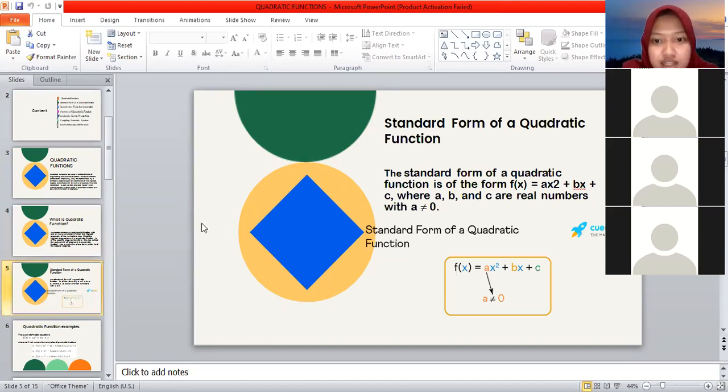Okay, I will repeat. So, standard form of a quadratic function. The standard form of a quadratic function is of the form f(x) equals ax squared plus bx plus c, where a, b, and c are real numbers. Okay, next.